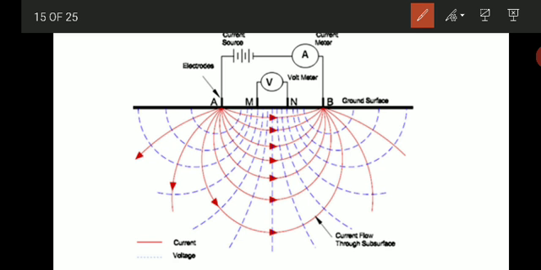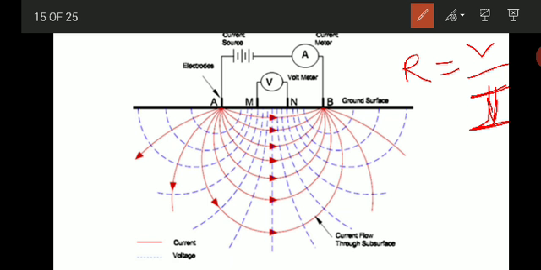The current goes deeper and deeper as you increase the spacing between the electrodes. So changing the spacing of the electrodes changes the depth of penetration of the current, and the apparent electrical resistivity, rho A, is obtained at different depths by measuring the resistance, R. By measuring the resistance R, we know that R is equal to V by I.